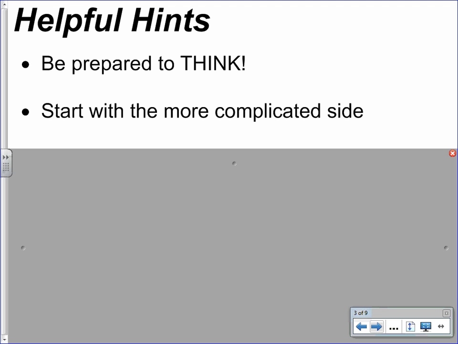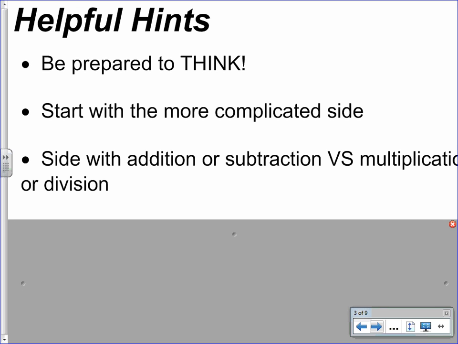It could be easier to start with the more complicated side. Okay? That way you have more terms or more functions to work with to try to get that down to something more simple. Okay? It could be helpful to start with the side with addition and subtraction versus multiplication or division, especially if you are adding fractions, okay? It's going to be easier to add terms together as opposed to taking something that's being multiplied and breaking it apart.